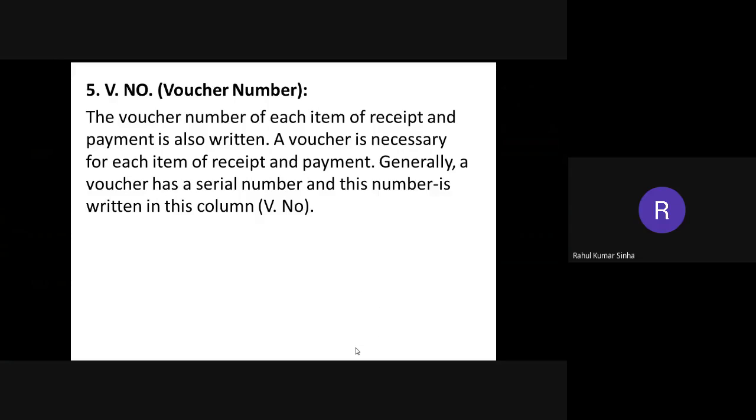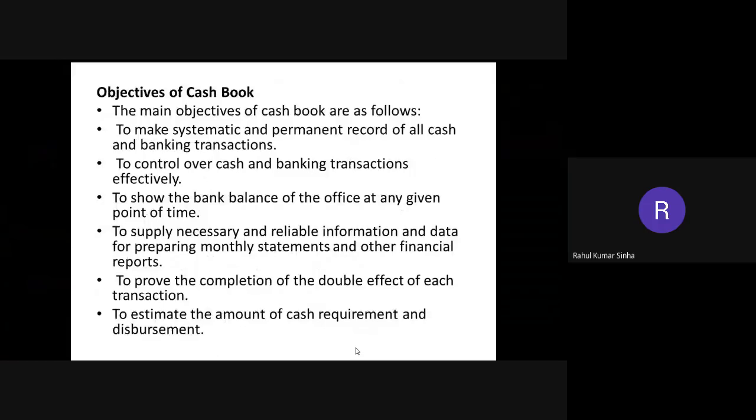And finally, the voucher number. Voucher number, it means it is giving you the serial number, which is to be marked in the cash book so that you can easily know about that particular cash transaction. So this is all about this particular session.